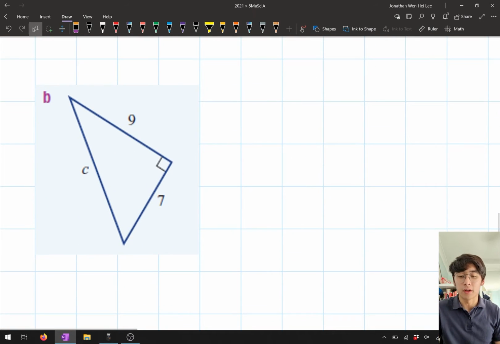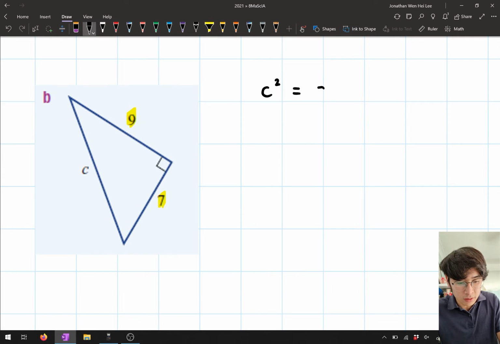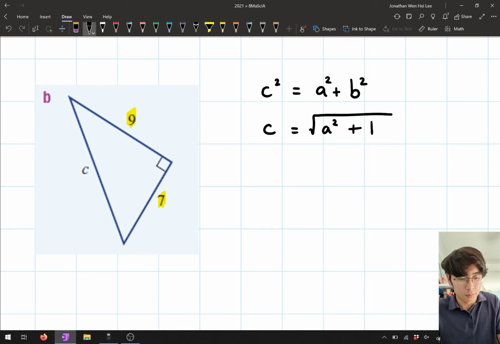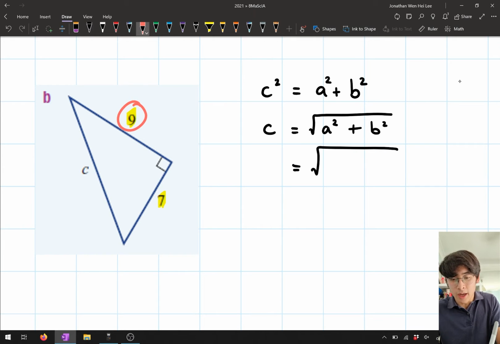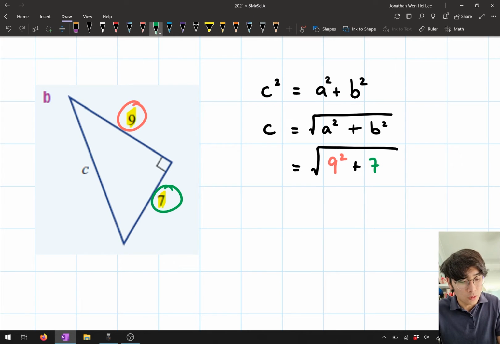Next example, here we've got another missing side C, and we've got the two other sides, 9 and 7. So let's follow the same steps as above. I'm going to first write Pythagoras' theorem just to practice getting used to writing it. So I've got C squared is equal to A squared plus B squared, and so C is equal to the square root of A squared plus B squared. In this case, A and B are going to be 9 and 7. And so I'm going to have 9 squared plus 7 squared.